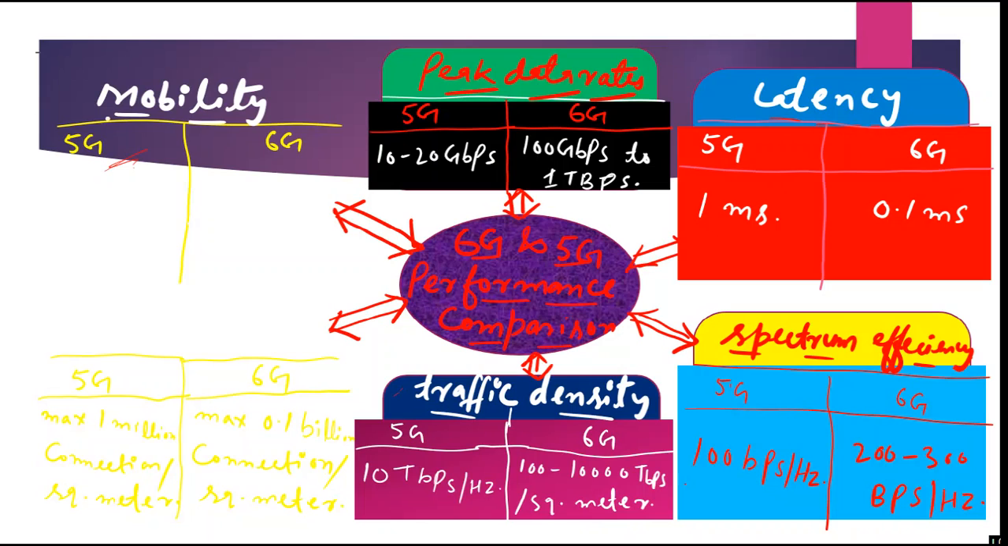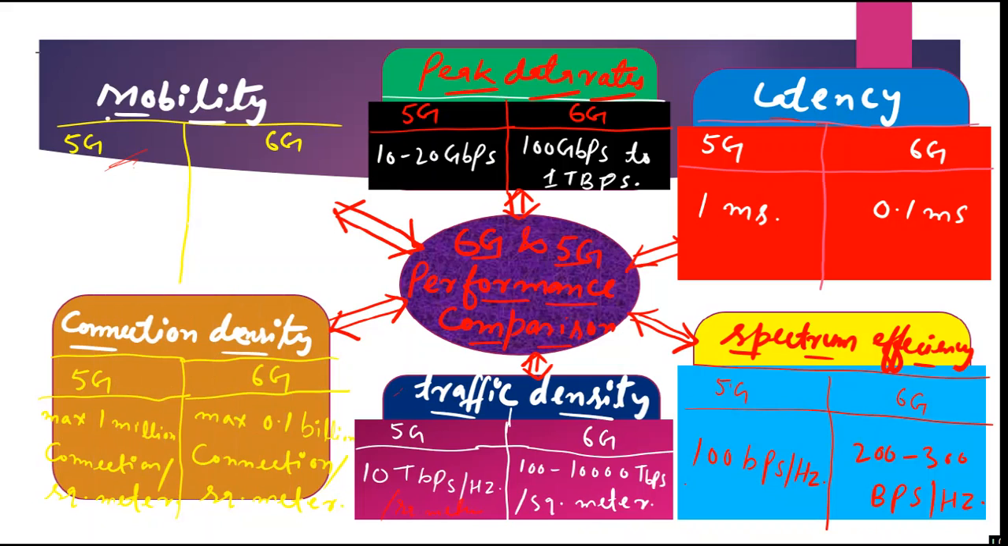In case of 6G, this is 100 to 10,000 terabits per second per square meter area. Here also it is per square meter area. So the 6G will handle 100 times more traffic than 5G. So this is the traffic handling capability in the 5G and 6G comparison.